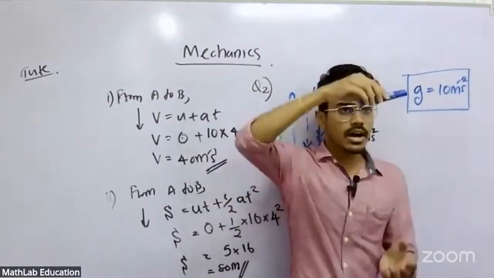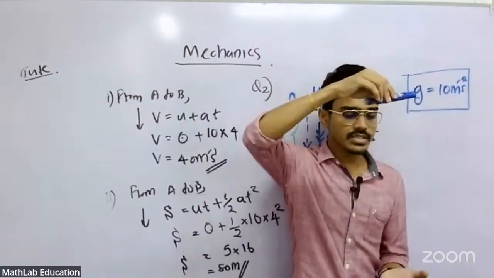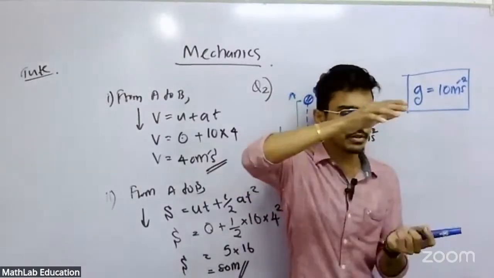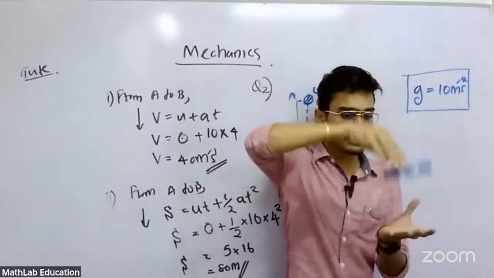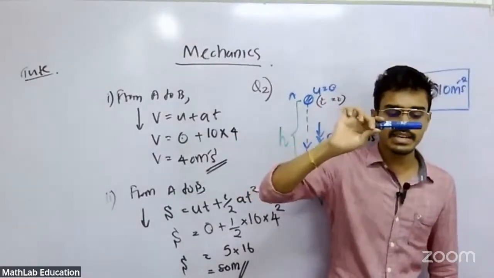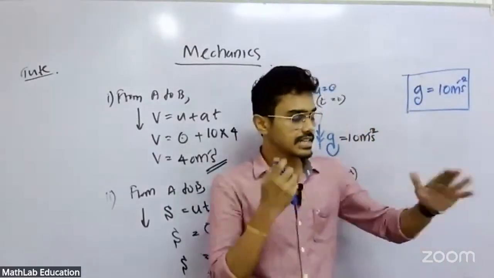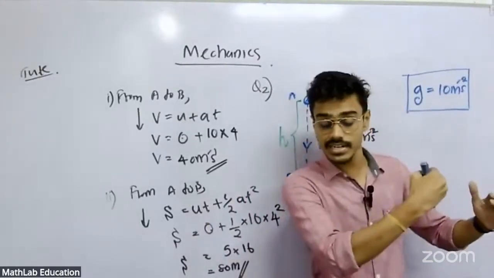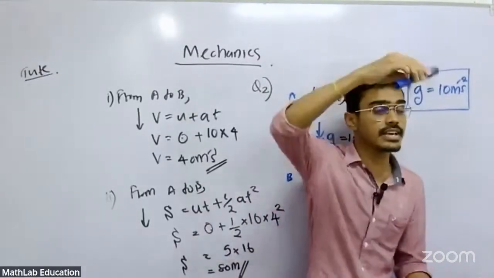Now, I'm throwing this downwards with an initial velocity, like this. Without releasing it, throwing it downwards with an initial velocity. Now, what can you say about the acceleration it gives? Is it still gravitational acceleration, or is it greater than gravitational acceleration, or is it lesser than gravitational acceleration?